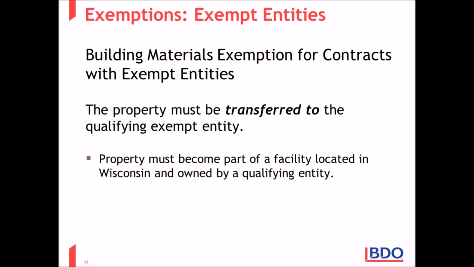And one of the other requirements is that the property must be transferred to the qualifying entity and become part of the facility. So for example, if you had a job where you needed to purchase some equipment to do the job that you've never needed before, and it's specifically for this project, but when the job's all over, you're going to continue to own that equipment, it doesn't become incorporated into the facility, that's not going to be a qualifying purchase. You're going to have to pay tax on that because it's not transferred to the exempt entity.